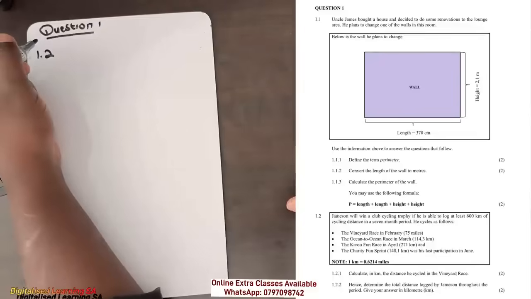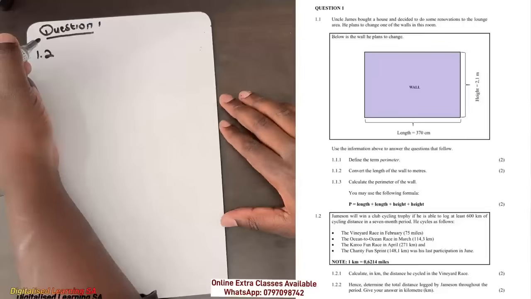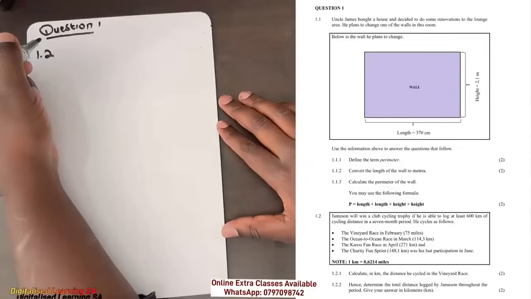So we are told that Jameson will win a club cycling trophy if he is able to log at least 600 kilometers of cycling distance in a 7-month period. He cycles as follows. The first one was the Vineyard race in February, where he completed 75 miles. And the second one was the Ocean to Ocean race in March, where he completed 114.3 kilometers.